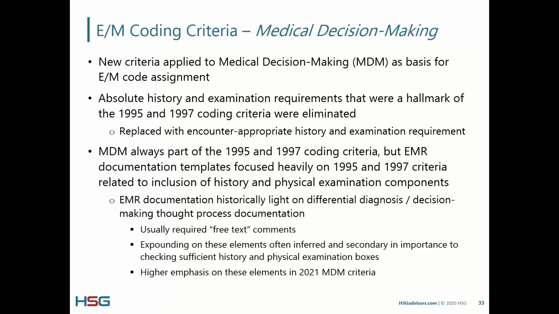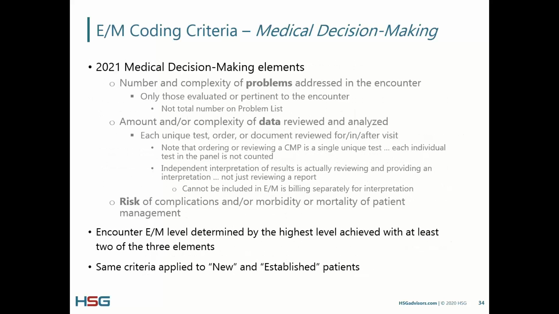So with that, let's get into some of the elements. There are three areas or three major element buckets, if you would, that make up the 2021 medical decision making process or credit. The first is the number and complexity of problems addressed during the encounter, and it's only those that are evaluated or pertinent to the encounter. So importing the problem list won't help you because it has to be specific to this encounter. It's whatever you address during this encounter.